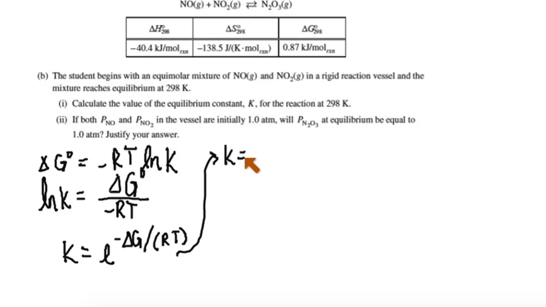All right, so now let's plug in our numbers. So K is equal to e to the power of, and Gibbs free is up there. But you have to remember that we want our Gibbs free energy in joules. Right now we're in kilojoules, so we have to change that to joules. So that would be 870 divided by, and your gas constant is 8.314 times your temperature, which is 298.